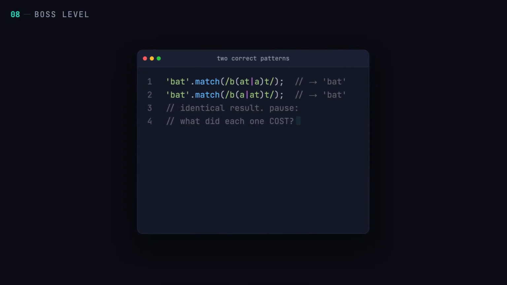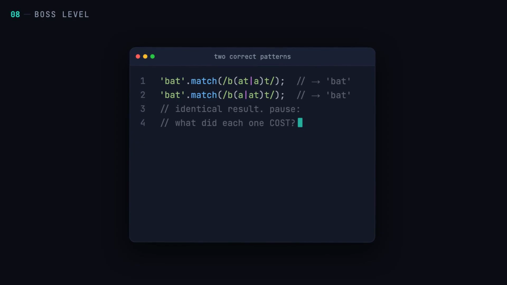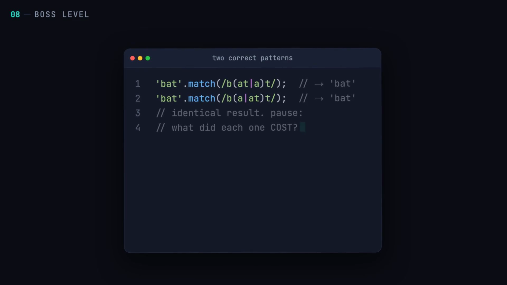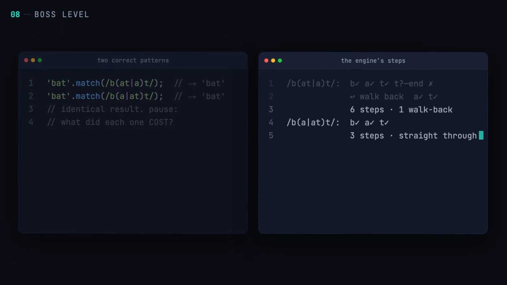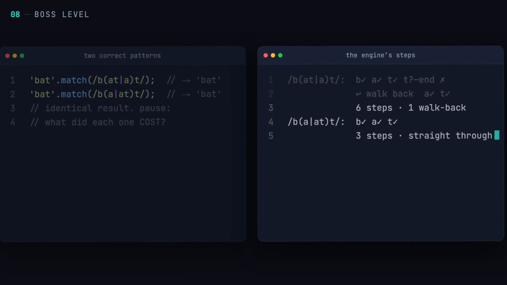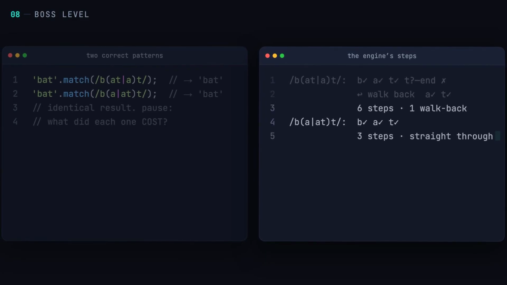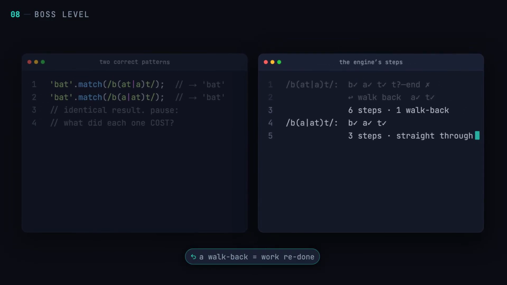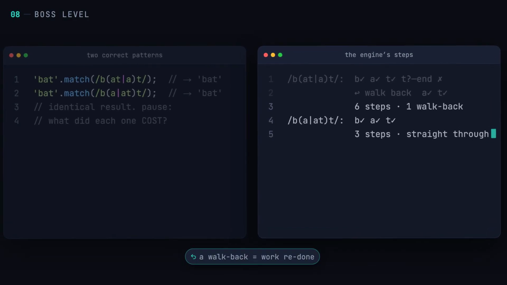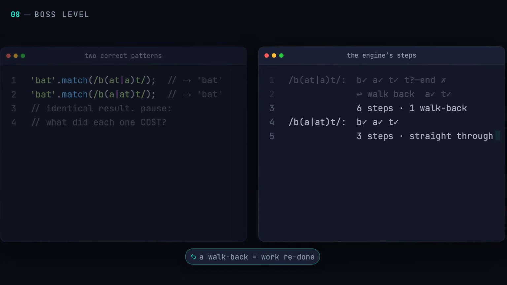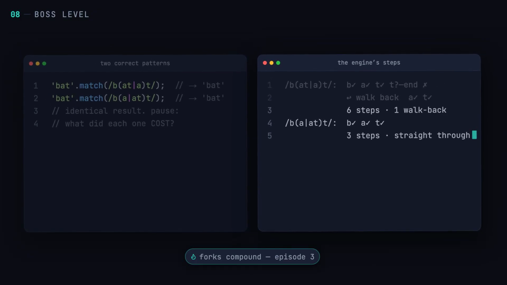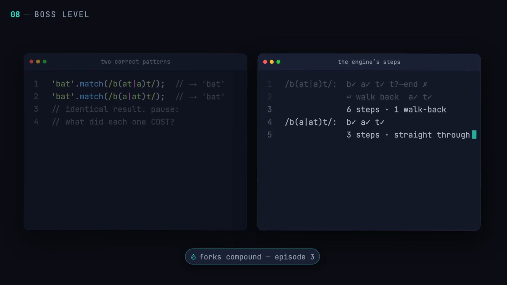Boss level. Same word, bat. 2 patterns, both correct. B, then at, or A, then T, and B, then A, or at, then T. Both match. Pause. What is actually different between them? Pattern 1 tries at first. B, A, T, all fit. Then the directions demand 1 more T, and the corridor is empty. Dead end. Walk back, take branch A, then T. Match. 6 steps, 1 walk back. Pattern 2 tries A first. B, A, T. 3 steps. No crumbs touched. Same answer, double the work. Now imagine a pattern where every step is a fork. That is episode 3, and it once froze real servers.